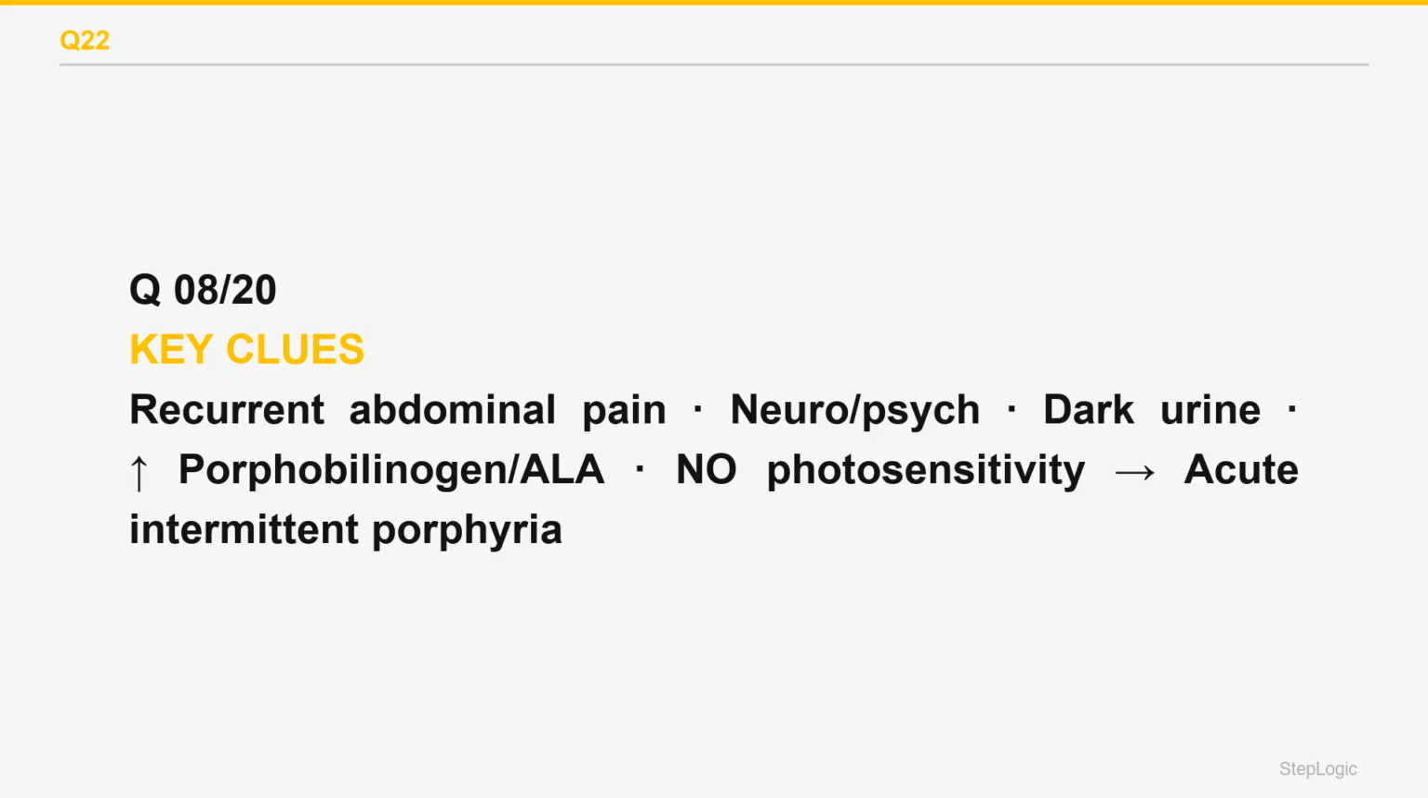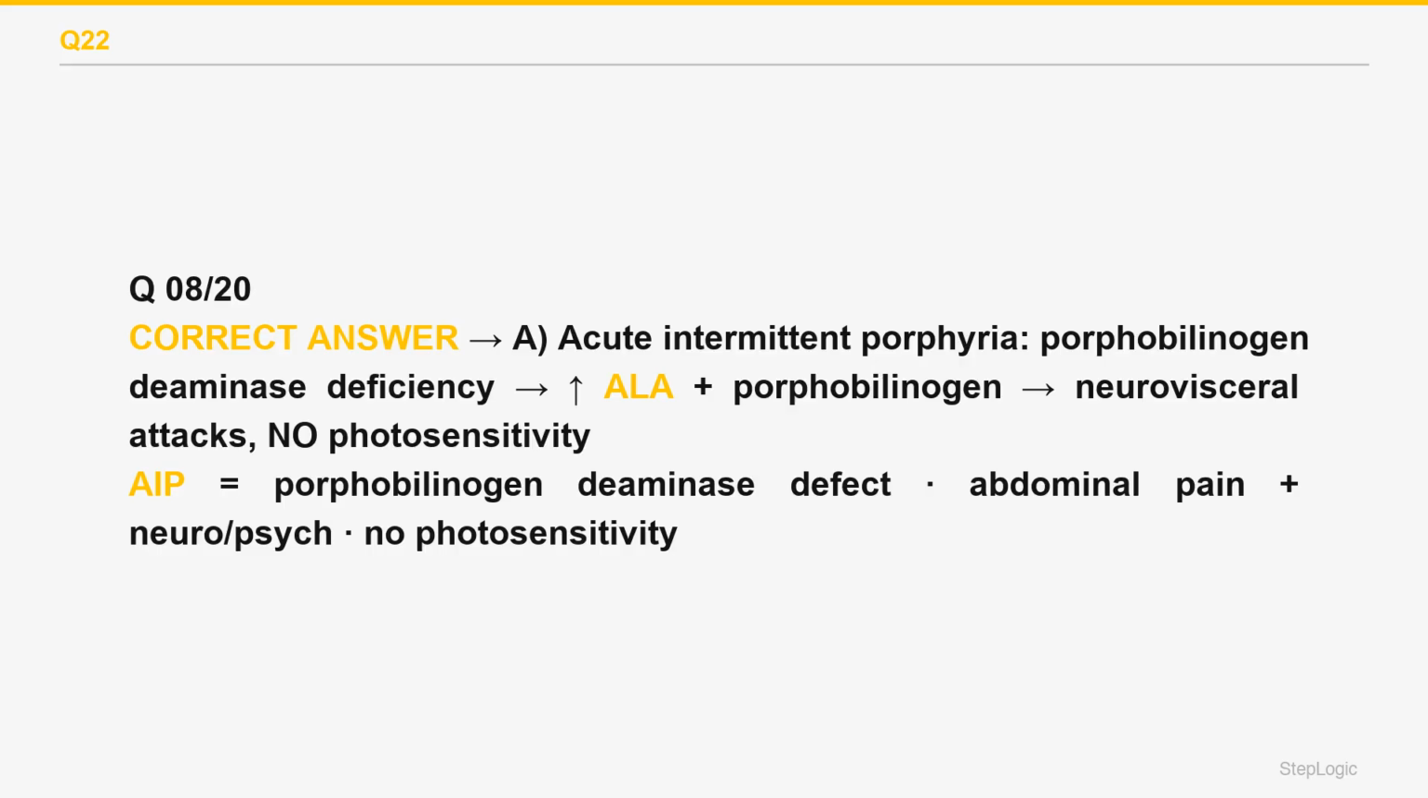The block causes accumulation of the upstream precursors aminolevulinic acid and porphobilinogen, which are neurotoxic. This produces the classic neurovisceral attacks: severe, poorly localized abdominal pain, often mistaken for a surgical abdomen, plus neurologic and psychiatric symptoms, peripheral neuropathy, anxiety, confusion, and autonomic instability. The urine characteristically darkens to a red-purple color on standing. The correct answer is A.